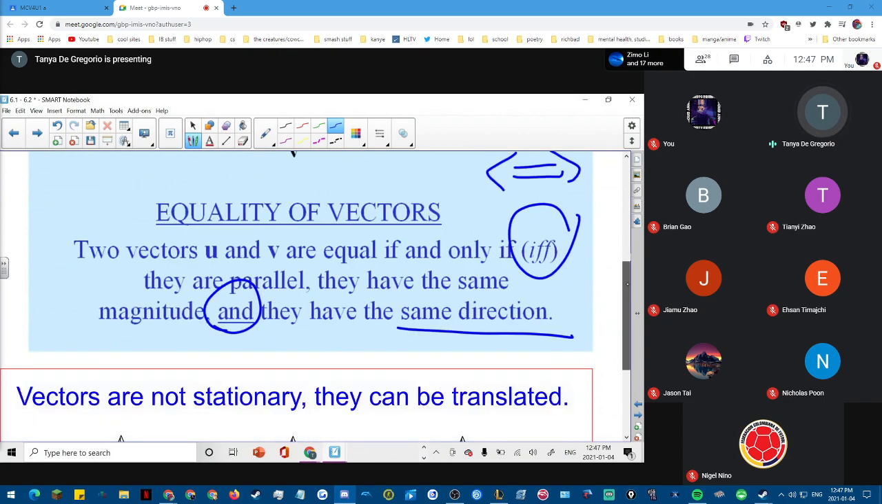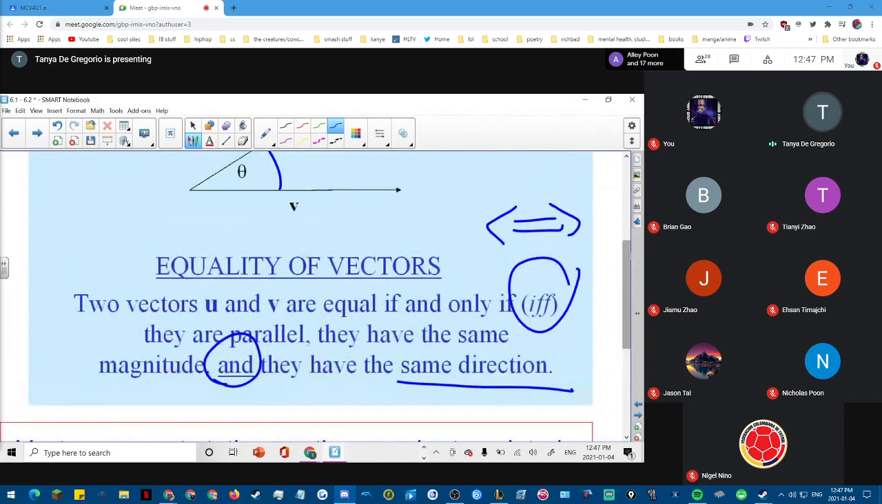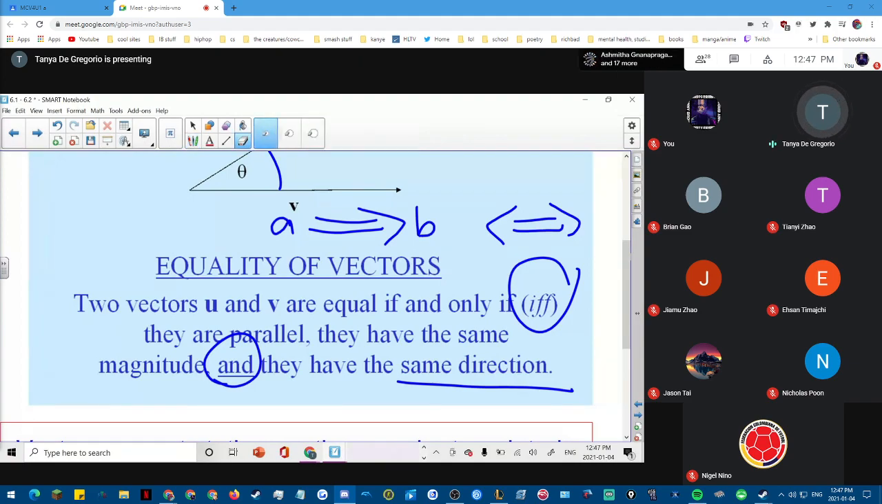Does that make sense to you guys? That's different than an if-then. An if-then only runs one way, and that means that A has to happen before you can conclude that B is true. So that's the difference there, just a little bit of math terminology.